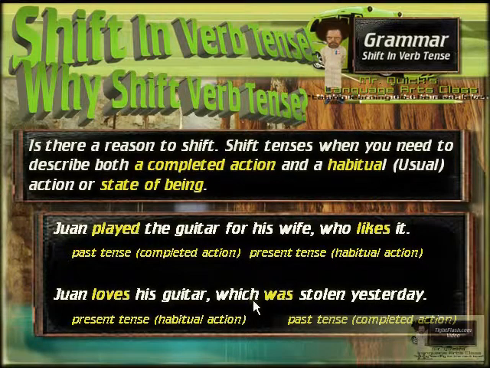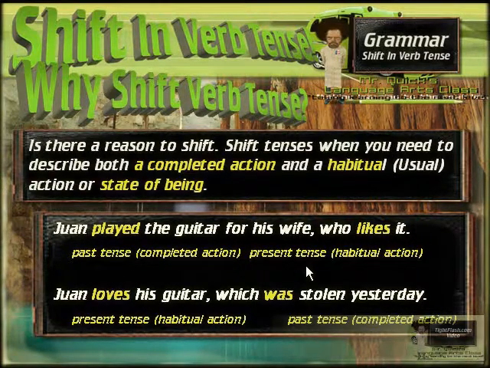So these two clauses complement each other by adding the necessary meaning, and the shift in verb tense here from present to past. Now, with the two clauses together, it makes sense why we would shift. So back to the rule here. There are three reasons why we would do a shift. It's because you want to describe a completed action, a habitual action, or a state of being.